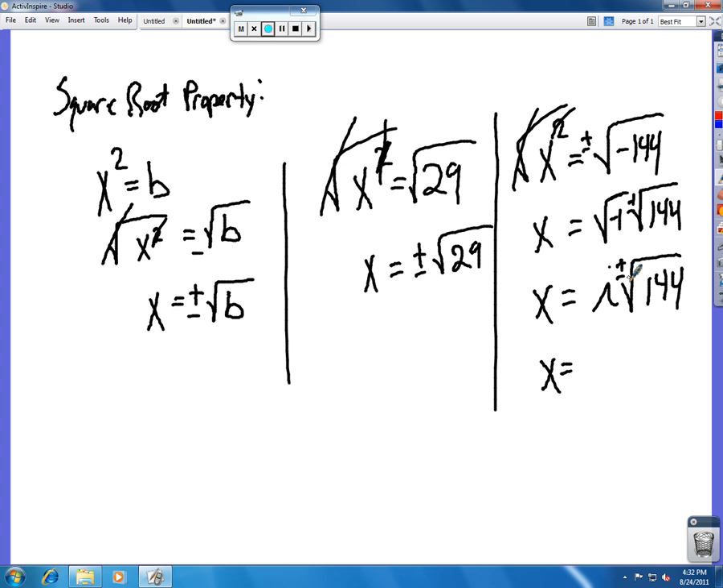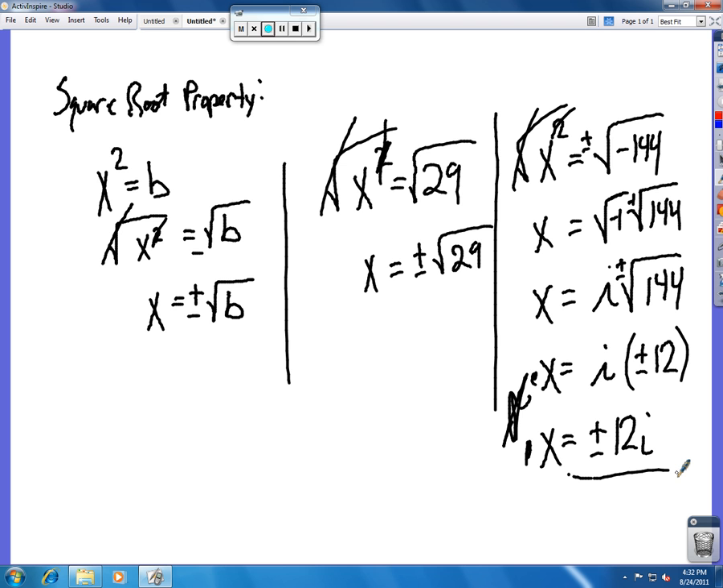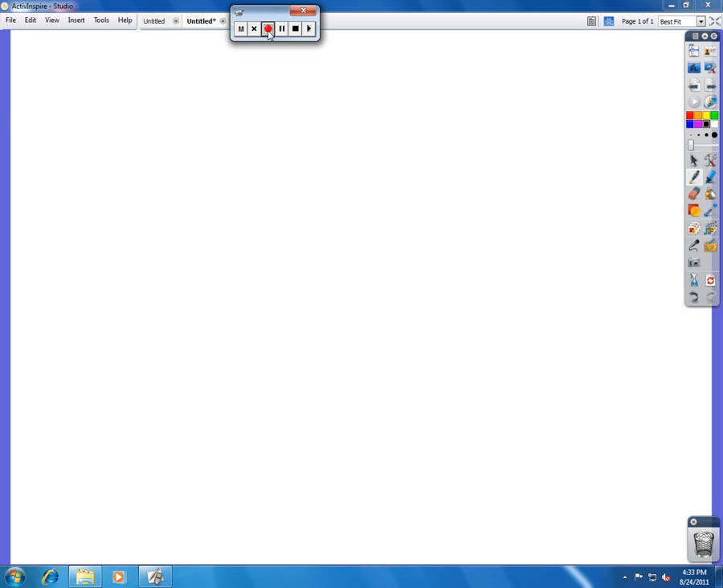Because the square root of 144 is 12, your final answer will be this. And of course you can write it either way here. There's this one and this one. They're the same thing. I just like to write it that way because it looks cleaner. So it's up to you on how you finish it off.